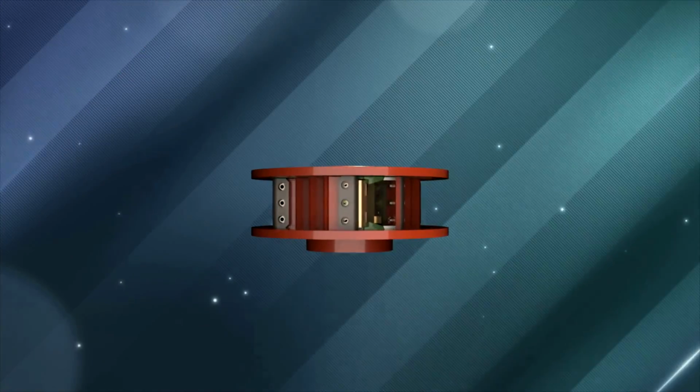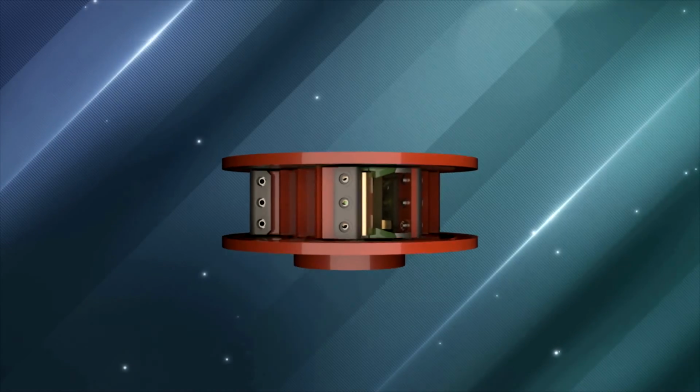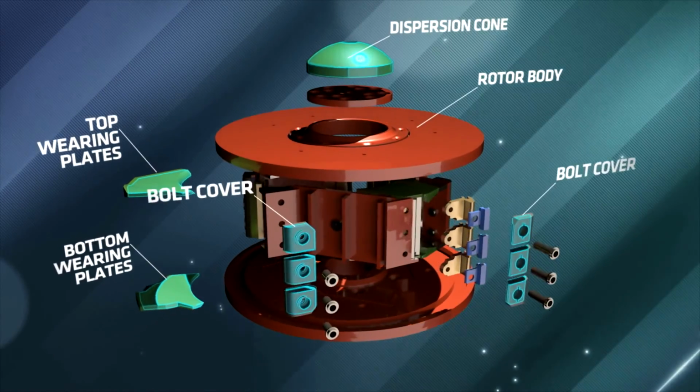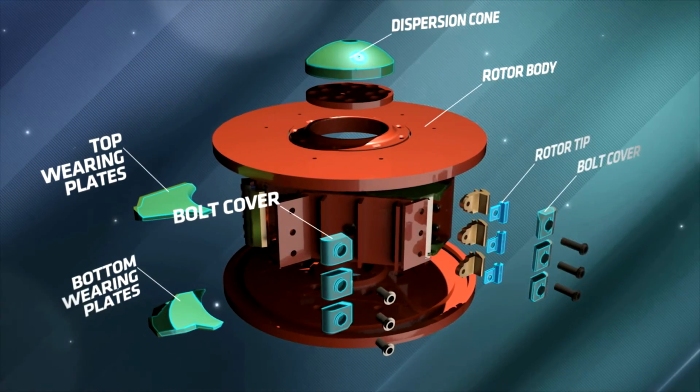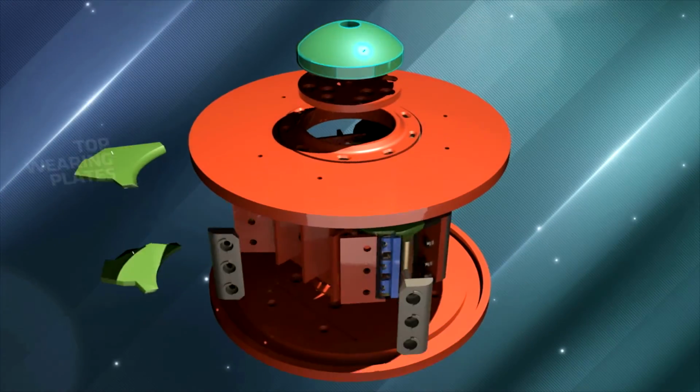stone sand. The internal structure of a rotor, the essential part, is composed of a body, top and bottom wearing plates, a rotor tip, a tip wearing plate and a dispersion cone, etc.